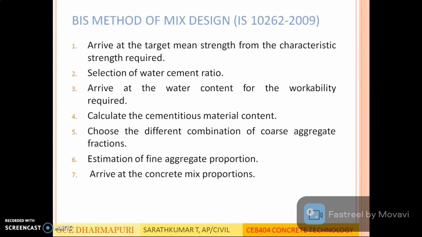Once you know the water cement ratio, you have to arrive at the water content for the workability required. And then the fourth step is to calculate the cementitious material content. The fifth one is to choose the different combination of coarse aggregate fractions. The sixth step is estimation of fine aggregate proportion. And the last, final step is to arrive at the concrete mix proportions. So these are all very simple and easy steps, and they are given in a systematic, arranged way in IS 10262. So you need not worry about anything. You just follow the steps given in the IS 10262 code book. You can easily do this mix design.